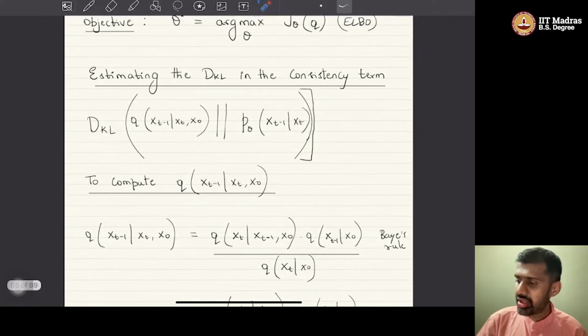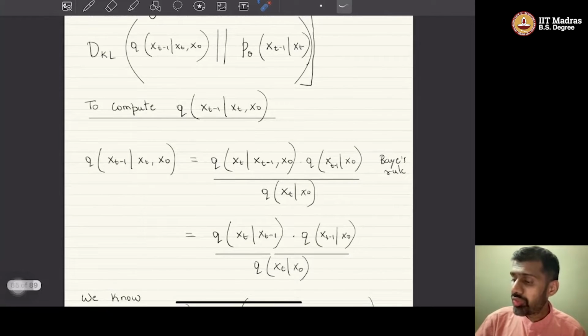We saw that the consistency term or the denoising matching term consisted of a KL divergence between two distributions: q of x_{t-1} conditioned on x_t and x_0, which we called the true reverse distribution, and p_theta of x_{t-1} given x_t, which is the modeled reverse distribution. We wanted to compute the KL divergence between these two distributions.